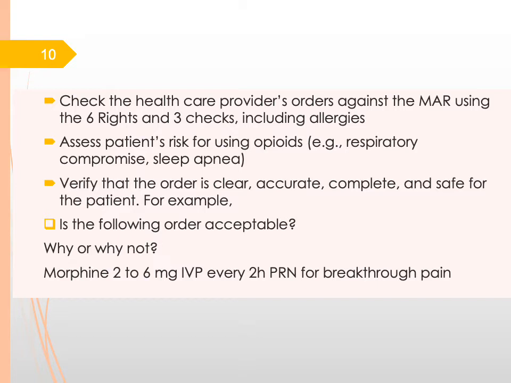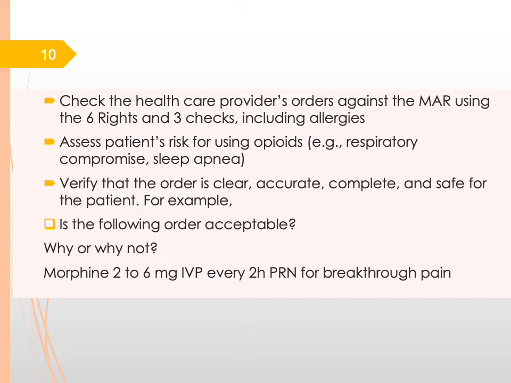So there's a dose on there for those patients, and it's very specific as far as medications, which medication they're having, the dose is very specific. So if we look at the following order on the bottom, morphine 2 to 6 milligrams, IVP is IV push every 2 hours as needed for breakthrough pain. With this order, is it complete? Is it acceptable? Why or why not? The answer is no, it is not. It needs to be more specific.